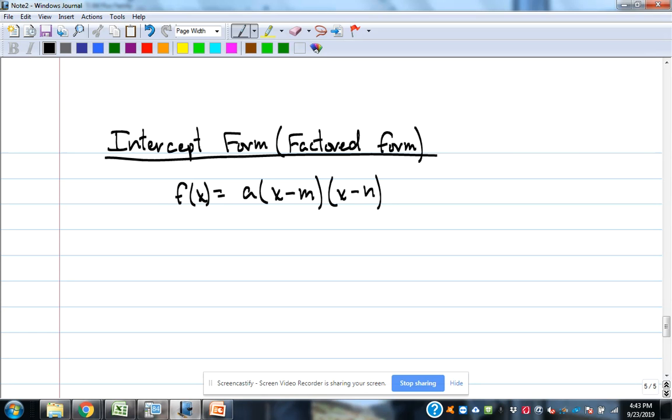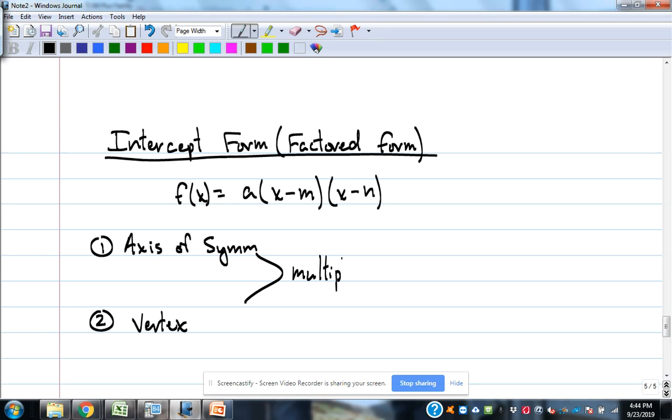My suggestion when it comes to all of these things that we've been finding, so axis of symmetry, and I'm going to abbreviate, and vertex, for these two, I would multiply it out and get it into standard form to get those two. There are a few shortcut formulas that I could give you, but I think they're more confusing than they are helpful.